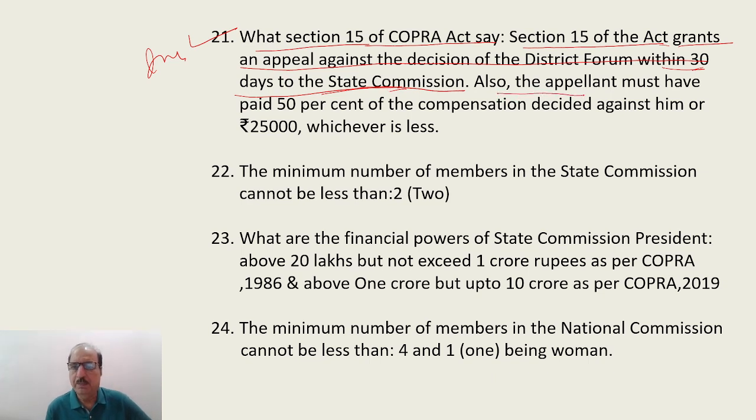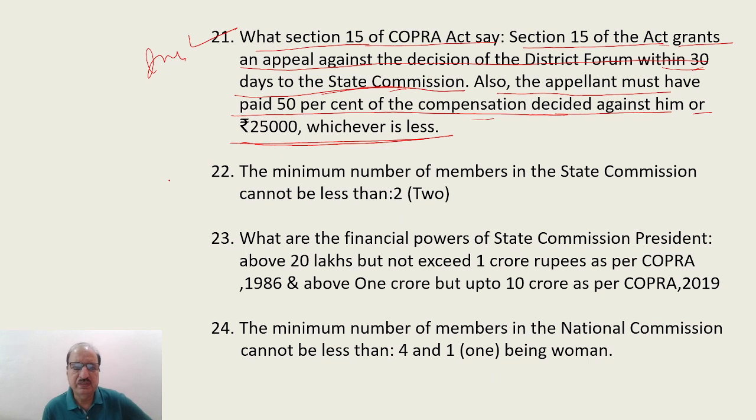Also, the appellant must have paid 50% of the compensation awarded against him or rupees 25,000, whichever is less. Iske alawa, he can go to the state commission against the order of the district forum only if he deposits 50% of the compensation decided. Jo decision diya gaya uske 50% ka deposit karna hoga agar koi aggrieved hai, aur 25,000, whichever is less. 25,000 kam se kam aur maximum 50% of the compensation awarded by the district forum.